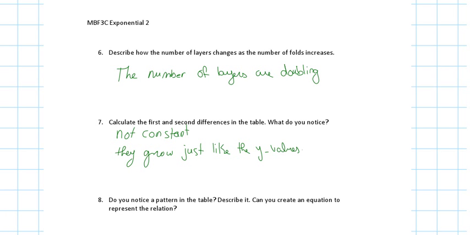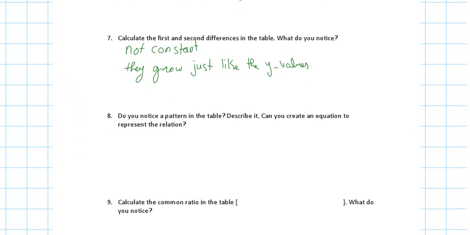Pattern in the table. Describe it. Can you create an equation to represent the relation? So if you look at the table, do you notice anything about the x values? So let's look at the x values. What's the x values going up by? 1. Okay. How about the y values? What's happening to them? They're double.